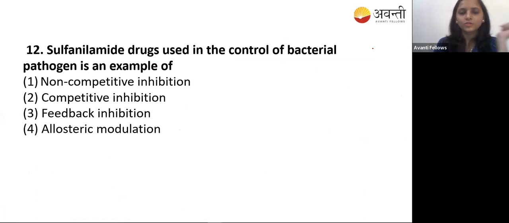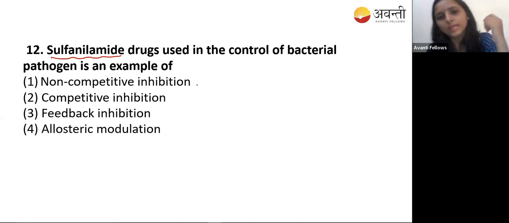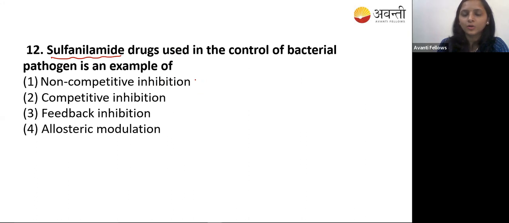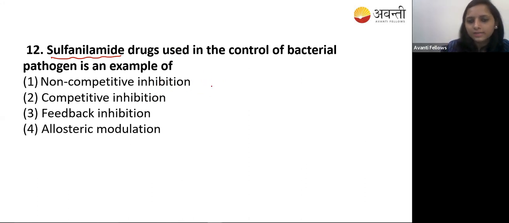Then coming to the next question. Sulfonamide drugs used in control of bacterial pathogens are an example of what? This comes in the chapter of biomolecules. Have you learned about enzymes, guys? In enzymes, you can talk about inhibitors, right? Enzyme activity is inhibited by the inhibitor. Here they are saying non-competitive inhibition. No, it is not non-competitive inhibition.